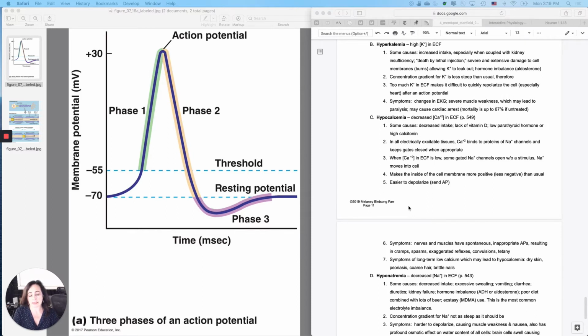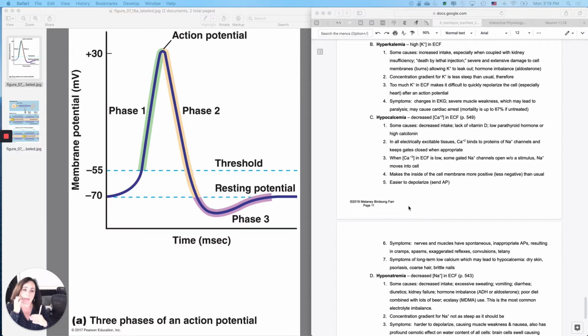Severe and extensive damage to cell membranes, like in a burning situation when someone has burns over massive areas of their body, all of that potassium was sequestered in the intracellular fluid, and then you damage so many cell membranes that it dumps into the extracellular fluid and starts circulating. That can cause hyperkalemia. And then aldosterone, that same hormone we talked about, if that one is wrong in the other way, you can get hyperkalemia.